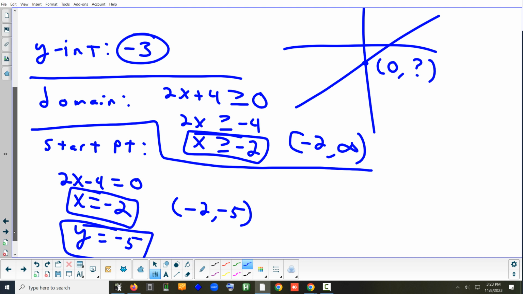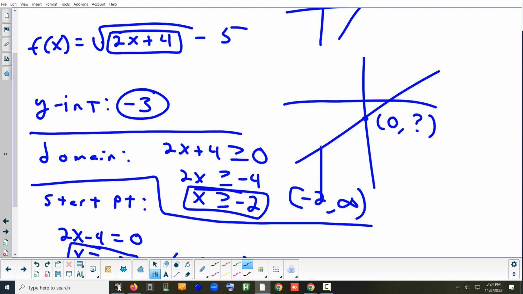Is the x for the start point always what the domain is? Yeah, it's pretty much how you would find the domain. The only difference with the domain is this could be either a bracket or a parenthesis. But basically the number that you put there is the number you're looking for.